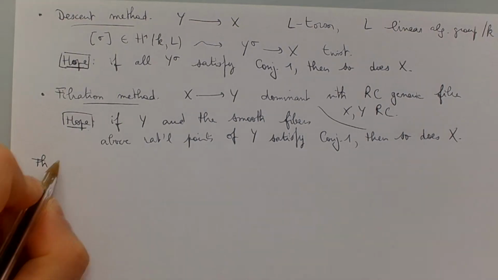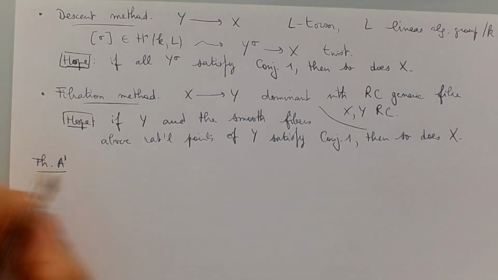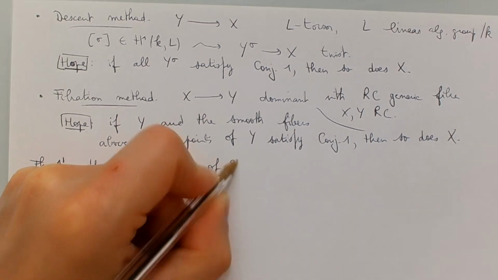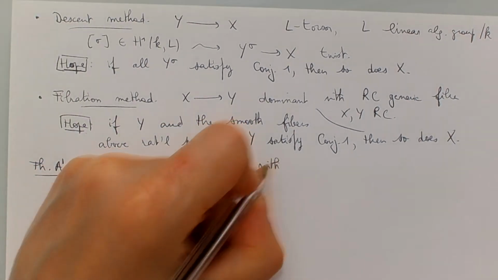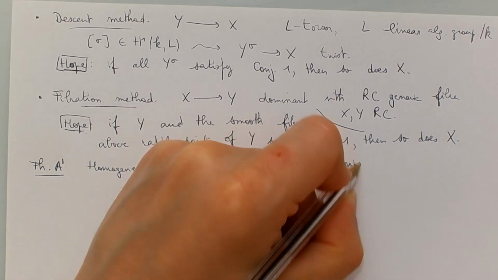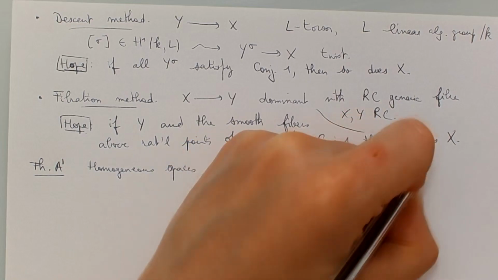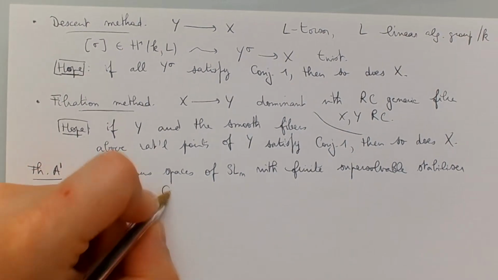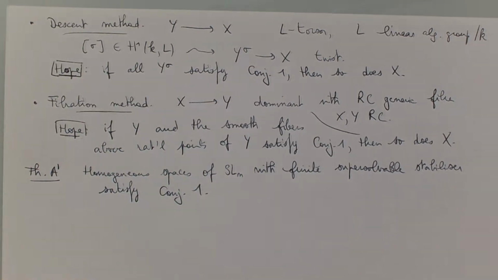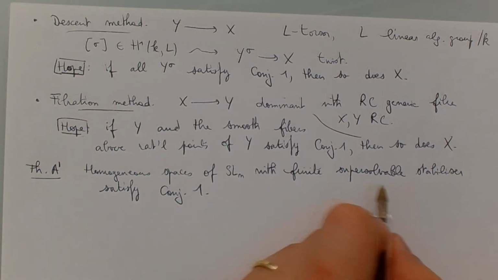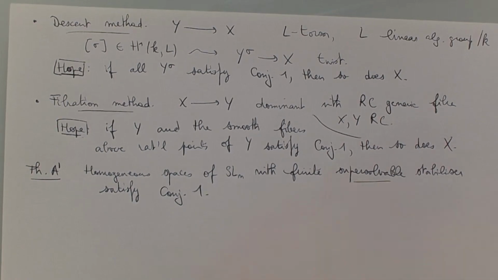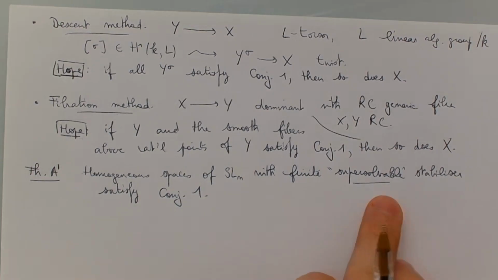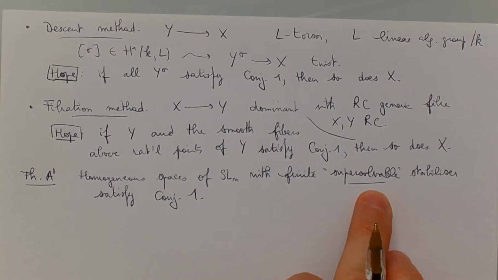theorem A really is. Well, in fact, one proves theorem A prime, which is: homogeneous spaces of SL_n with finite supersolvable stabilizer satisfy conjecture 1. So supersolvable is something between nilpotent and solvable. Let me not enter into details here. And also I should mention that here the condition of supersolvability is not purely group theoretic. It takes into account the action of Galois on the stabilizer. It's an outer action.